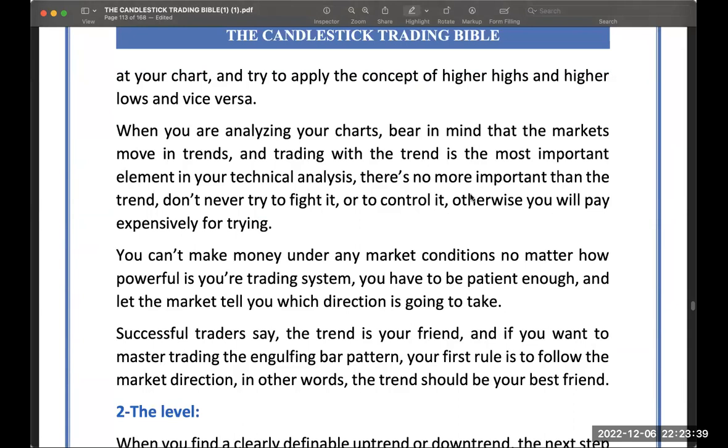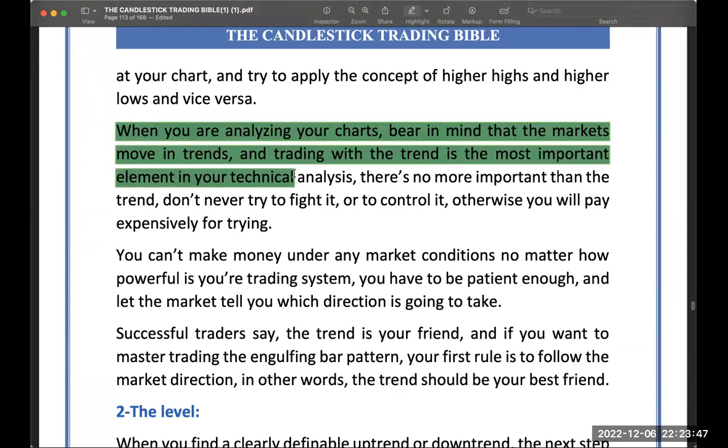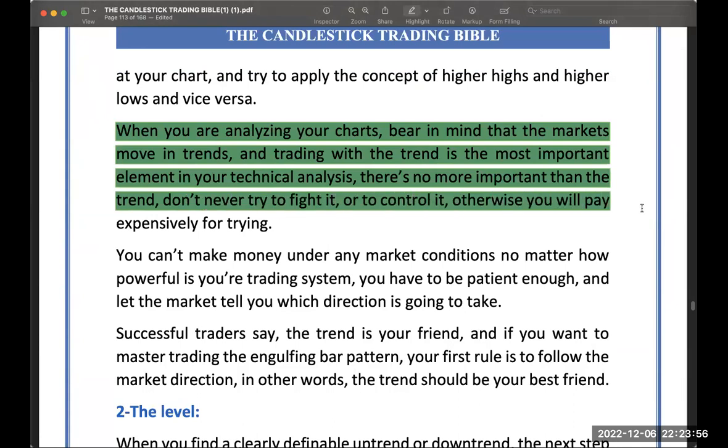When you're analyzing your charts, keep in mind that the markets move in trends, and trading with the trend is the most important element in your technical analysis. There is nothing more important than the trend, right? Don't ever try to fight it or control it. Otherwise, you pay expensively for trying.